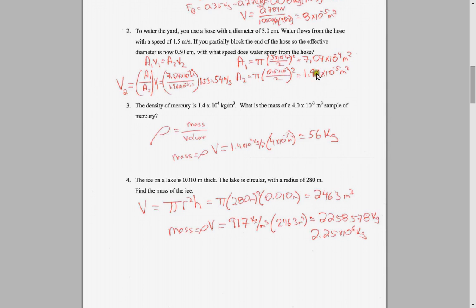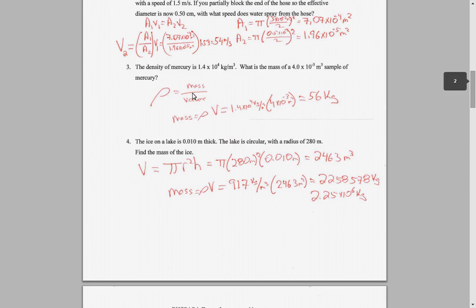Same deal with the other area. And then since A1 V1 equals A2 V2, I'm looking for V2, the new speed, the new velocity. V2 equals A1 divided by A2, times the original velocity, 1.5 meters per second. And I get a new velocity of 54 meters per second. So I blocked that hose really small and had a huge increase in velocity.